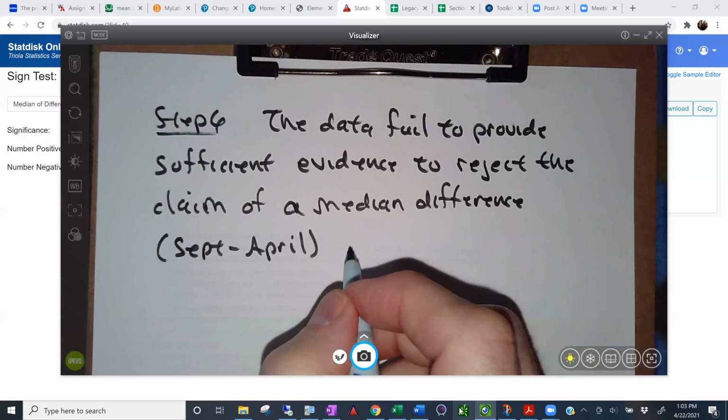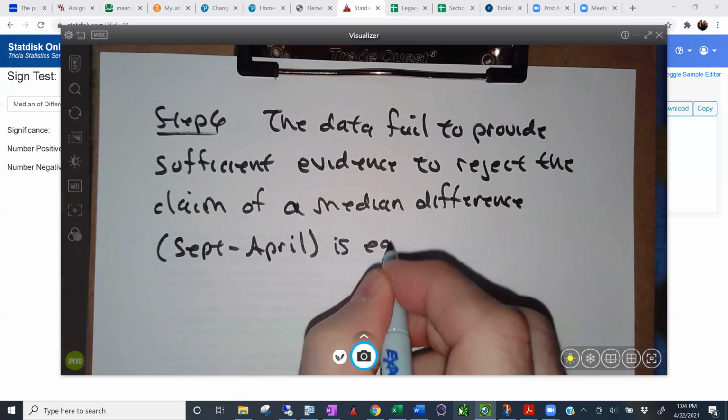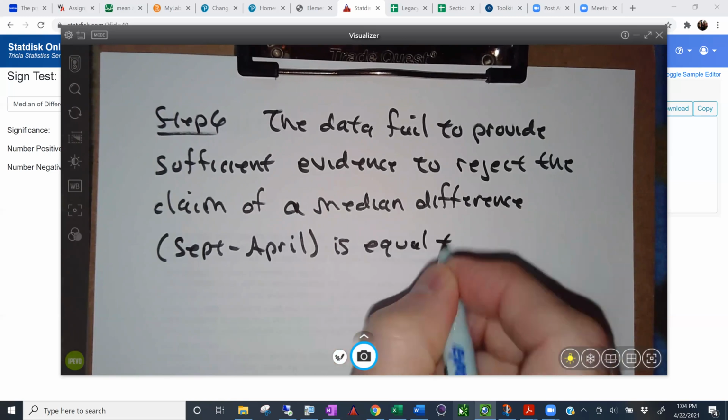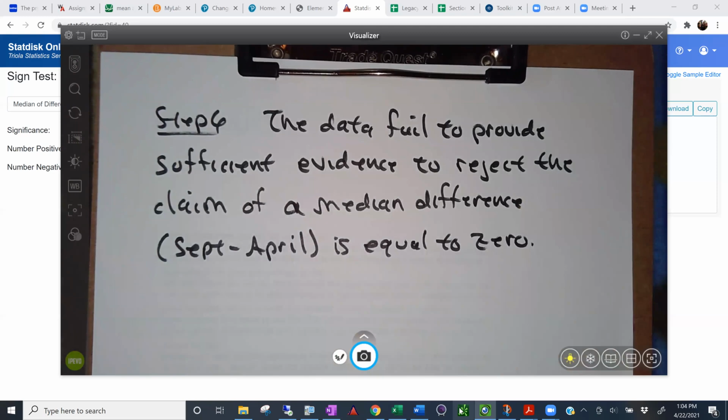Fail to reject that claim that the median difference is equal to 0. Meaning that half the time you're above, half the time you're below 0. So that 0 is actually in the middle. 0 is your median difference.